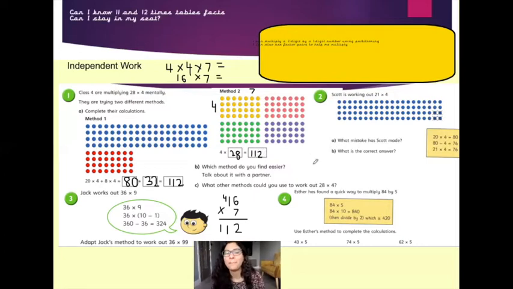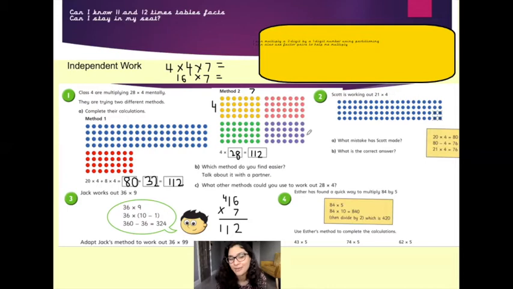So part B, which method do you find easier? So that's for you to think about. Which method do you think was easier? Was it easier to work out using method 1 or method 2? Have a little think to yourself. And then if you want to share your answers on Tapestry, you're more than welcome to. Part C. What other methods could you use to work out 28 times 4? Now, I would love to see which other methods you come up with, so be sure to leave your responses on Tapestry.